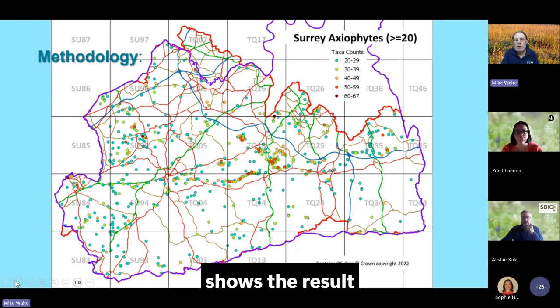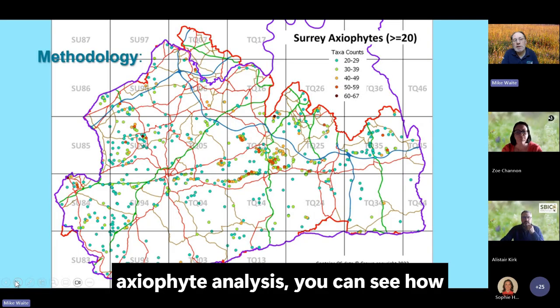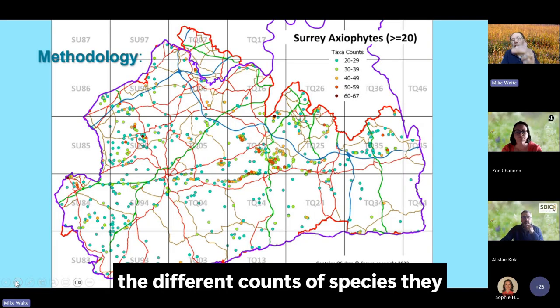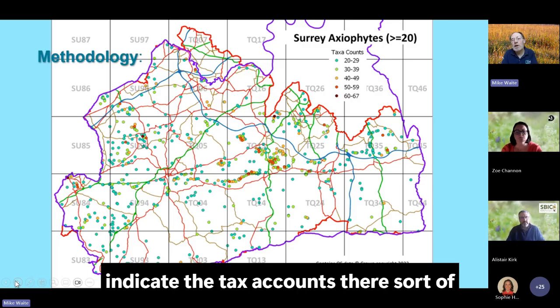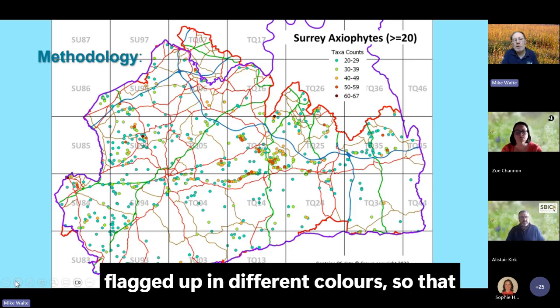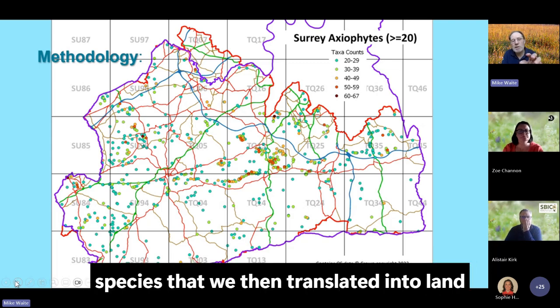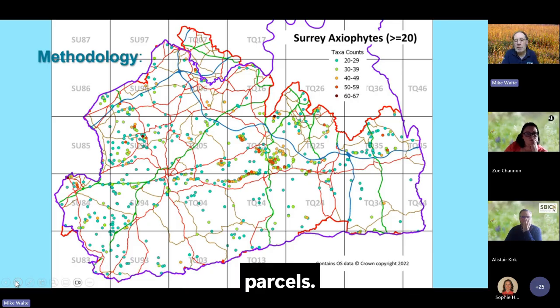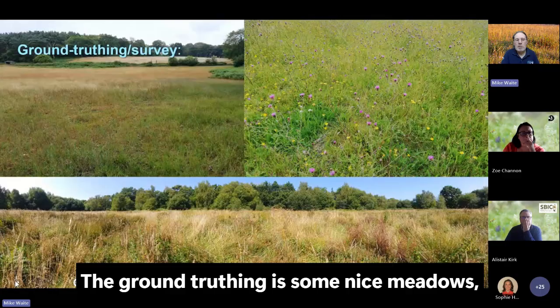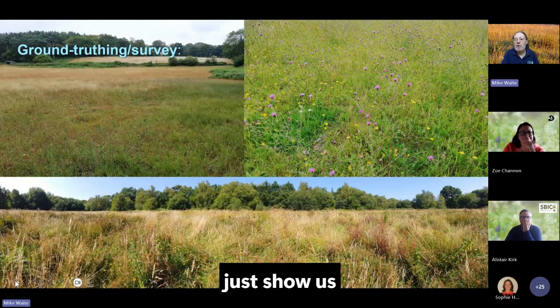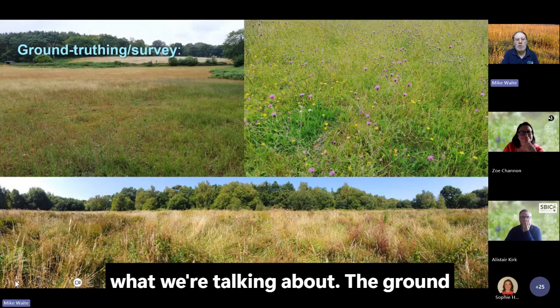That shows the result of the axiophyte analysis. You can see how the different counts of species, the taxa counts there, are flagged up in different colours. So that pinpointed these clusterings of axiophyte species that we then translated into land parcels. The ground truthing is some nice meadows, just to show us what we're talking about.